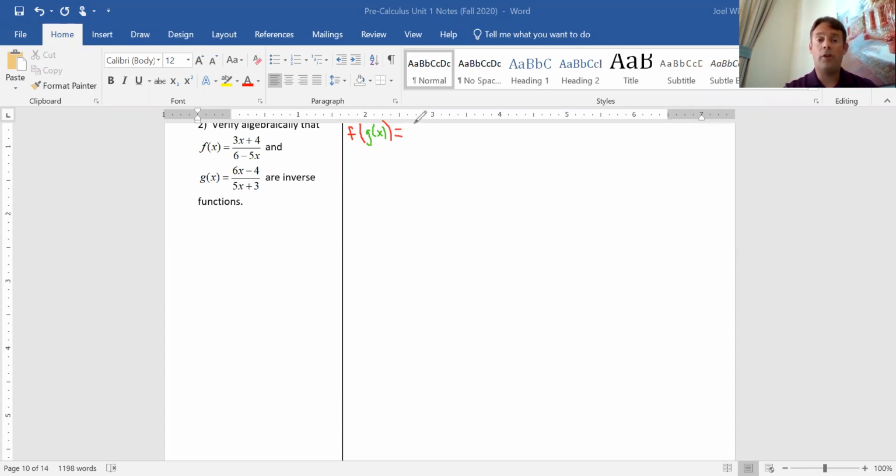Equals, so every place I have an x, I'm going to plug in my g of x function. So 6x minus 4. This one is just a little bit ugly. When I say a little bit, I mean a lot uglier, actually. And you can't really tell just by looking at it whether they're inverses or not. Sometimes they are, sometimes they're not. So we have to go through and prove it. So we plug that in for our first x, but realize here we have two x's. So that means I need to plug it in for my other x as well.